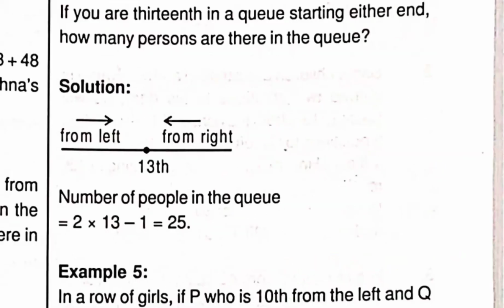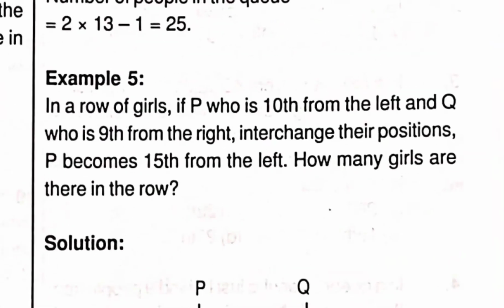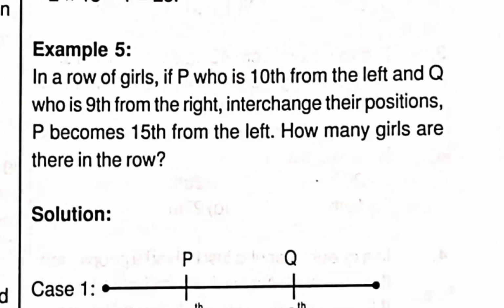Let's see the next one. Example 5 now. In a row of girls, if P, who is 10th from the left, and Q, who is 9th from the right, interchange their positions, P becomes 15th from the left. Then we have to tell how many girls are there in the row.